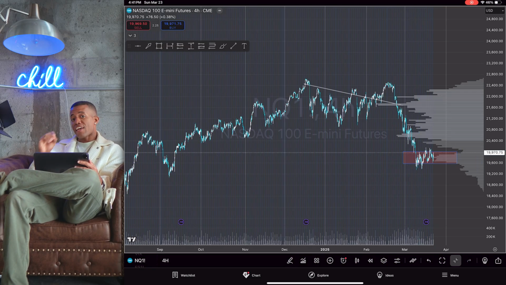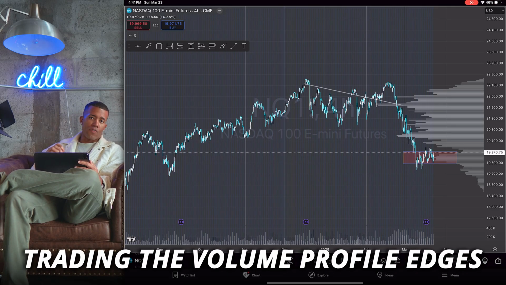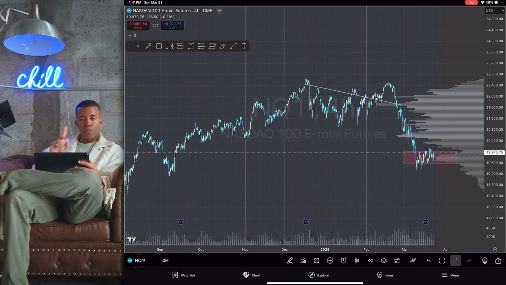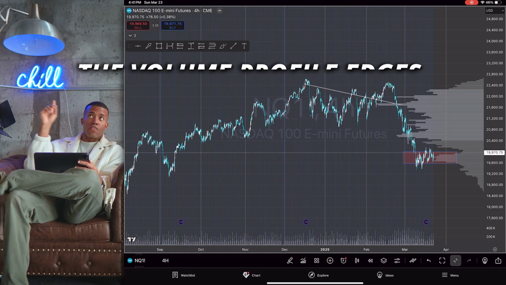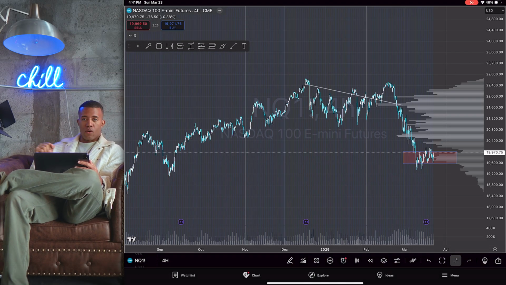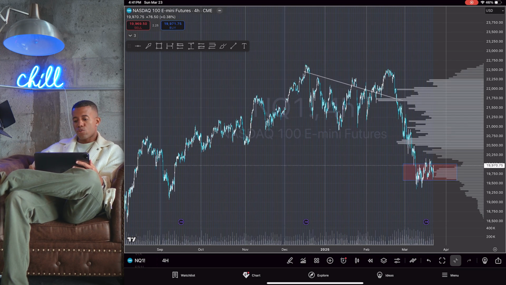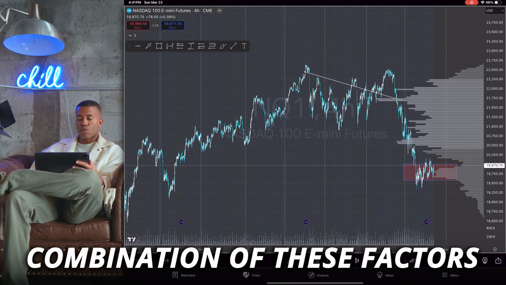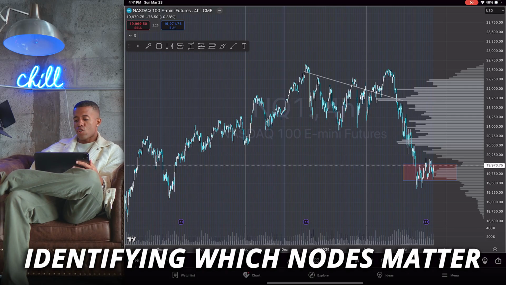Why? The edges of the volume profile, trading the volume profile edges, and this will be the first point. We're gonna put this on the screen right now. The volume profile edges define the edges of the market, okay? So we can trade those. If you've ever needed a way to identify the high or the low of the day, this is exactly how you can do it, using the combination of these factors. So step one is identifying which nodes matter.